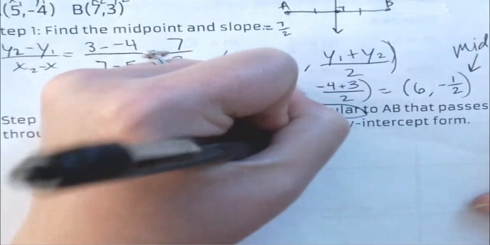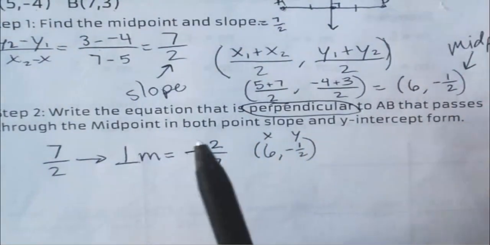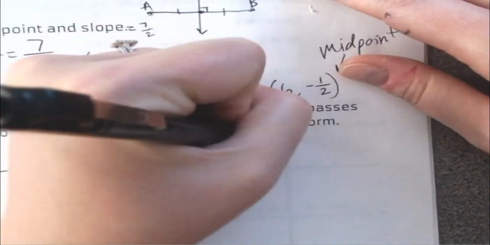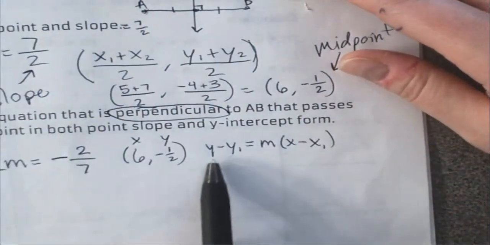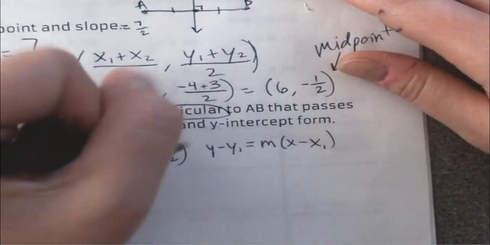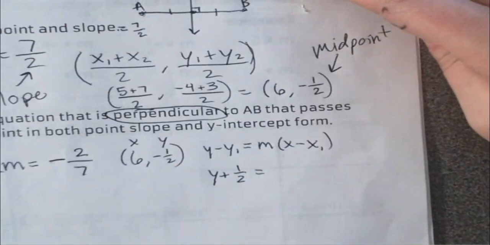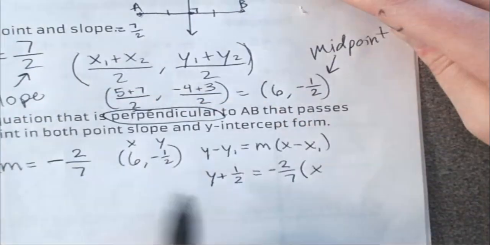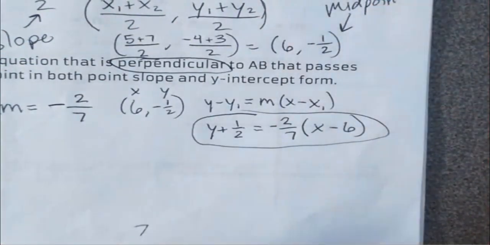Great, so now I have an x, I have a y, I can plug it into point slope form and y-intercept form. So first I'm going to do point slope form because it's just easier. So y minus y1 equals m times x minus x1, and then let's plug these things in. So y minus y1 is negative 1/2, so it becomes plus 1/2 equals the slope, negative 2 over 7, times my x is 6. And then there it is in point slope form.